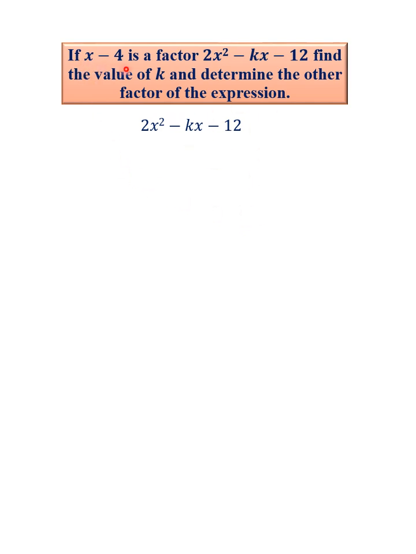We are told that if x minus 4 is a factor of 2x squared minus kx minus 12, find the value of k and determine the other factor of the expression. This is the expression we are given, and we want to know the value of k if x minus 4 is a factor. We are going to be using the remainder theorem.